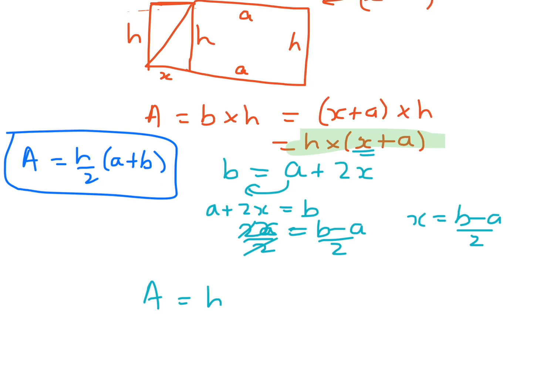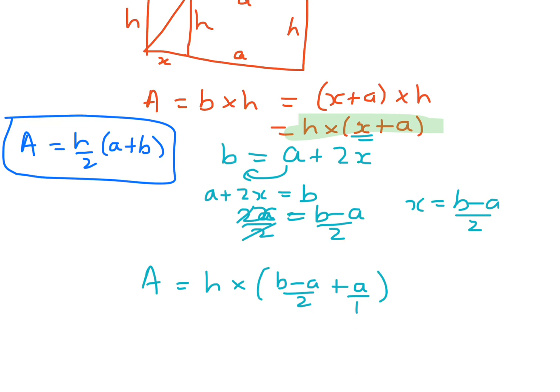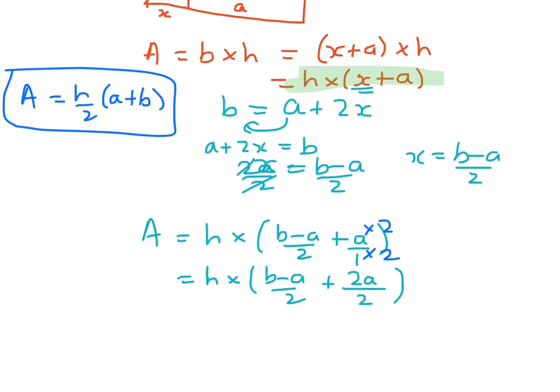So here's the formula. The formula is H times (B minus A over 2 plus A), so that's A over 1, and then it's times 2 over 2. Okay, so then it's going to be H times (B minus A over 2 plus 2A over 2). I'm getting a common denominator, so that'll be B minus A plus 2A all over 2.